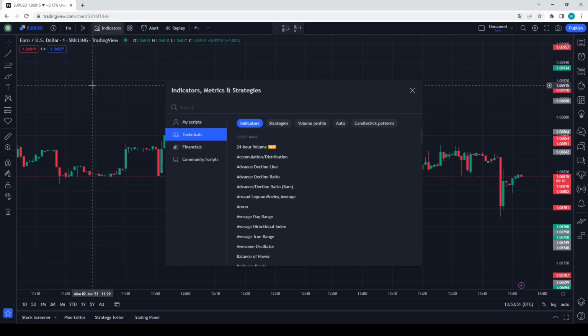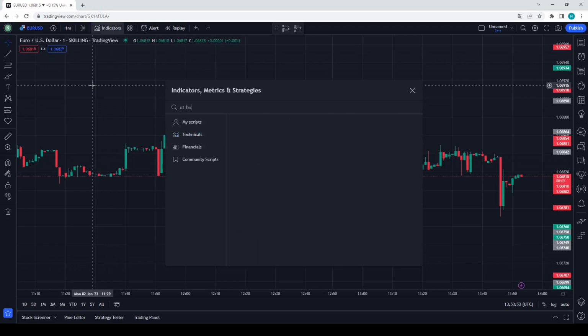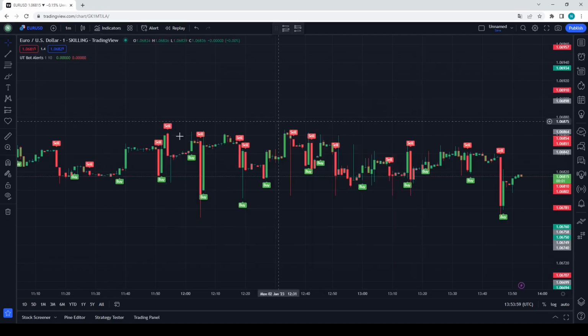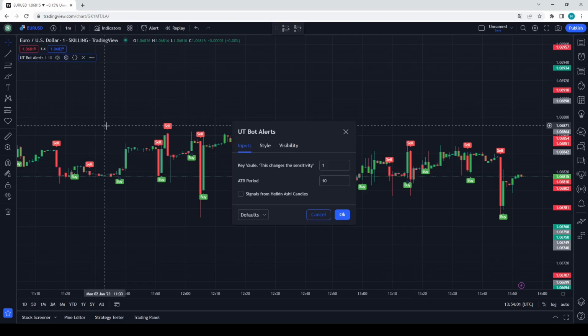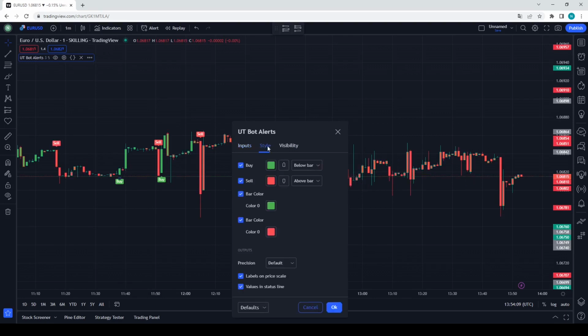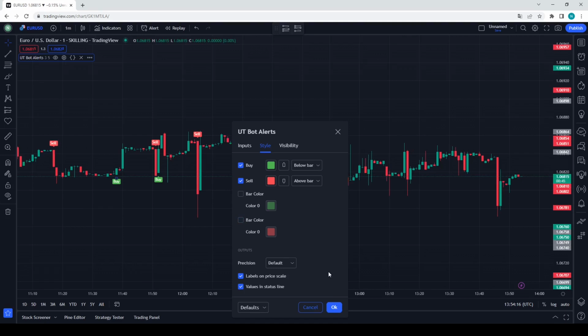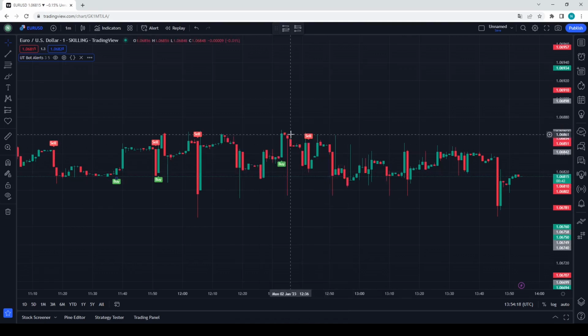The first indicator that we need is the UT Bot Alerts from Quant Nomad. And we will have to do some minor changes. We will set the key value to 3 and the ATR period to 5. The style, we will uncheck the bar colors, so these two boxes, and that's it with this indicator.